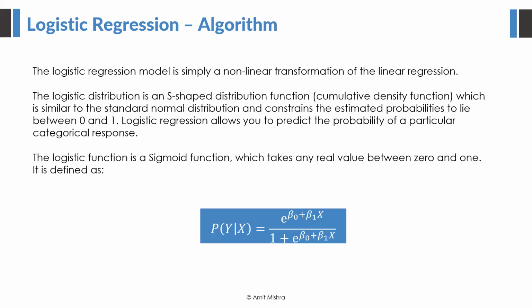Now here comes the hypothesis equation. This is the hypothesis equation which is used by the model to give you the output responses. The hypothesis of logistic regression is represented as the probability of y equals 1 for the given value of x, which is given by e to the power beta naught plus beta 1 into x, upon 1 plus e to the power beta naught plus beta 1 into x. What is this beta naught plus beta 1 x? This is basically your linear regression equation.